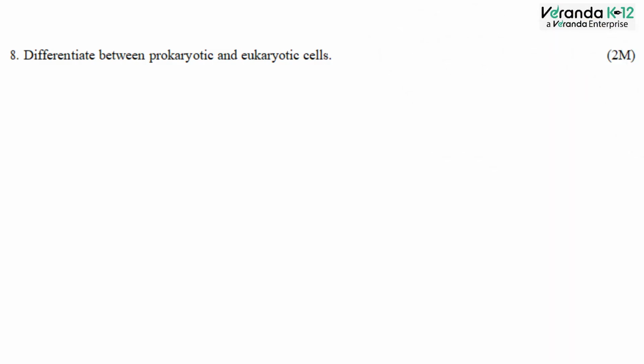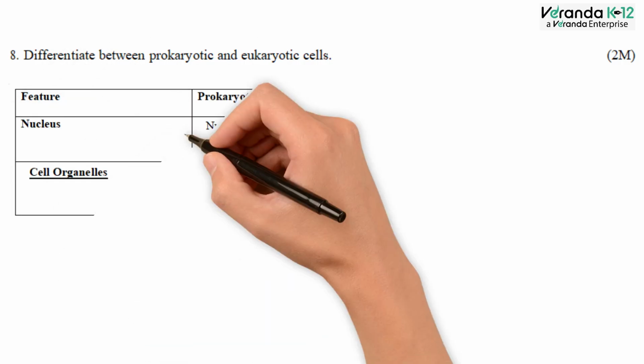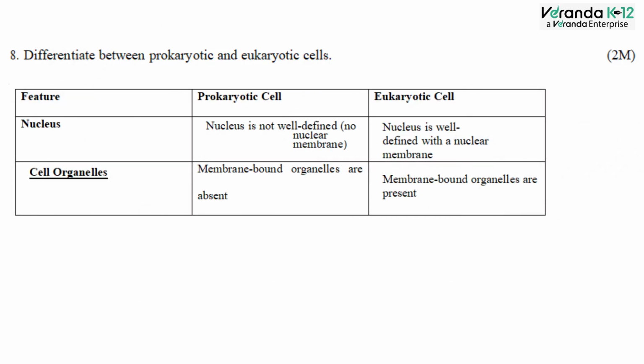Question number 8. Differentiate between prokaryotic and eukaryotic cells. The answer: feature, nucleus. In a prokaryotic cell, the nucleus is not well defined, that is, there is no nuclear membrane. In a eukaryotic cell, the nucleus is well defined with a nuclear membrane. Feature, cell organelles. In a prokaryotic cell, membrane-bound organelles are absent. In a eukaryotic cell, membrane-bound organelles are present.